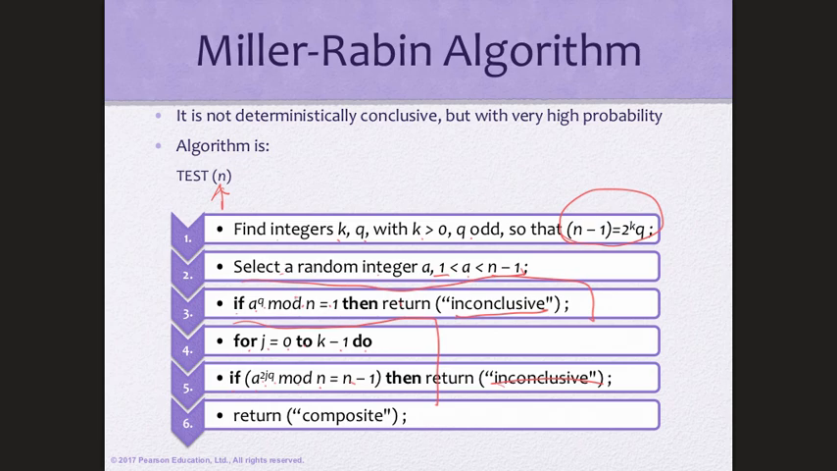Otherwise, if those two conditions are not satisfied, then we are sure that the number is a composite number. It's not a prime number.